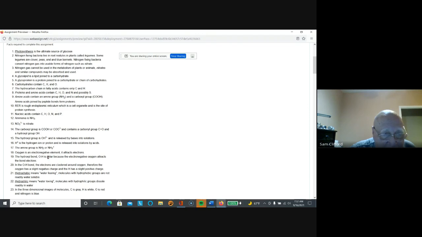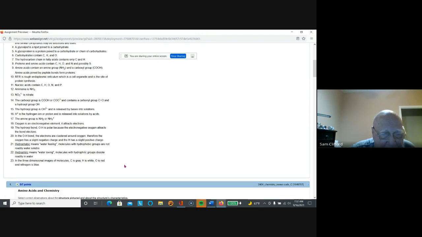The OH bond is electronegative because oxygen attracts electrons and tends to create a situation where the electrons are shared unequally and the electrons spend most of their time around oxygen. Okay, this is what I just said. In an OH bond, electrons are clustered around oxygen. Oxygen is slightly negative and hydrogen has a slight positive charge. Hydrophobic means water fearing. Hydrophilic means water loving.